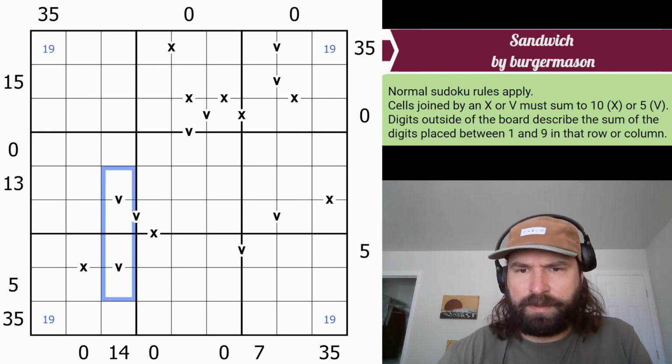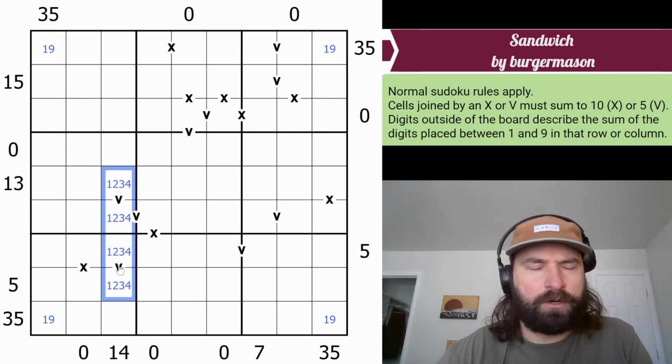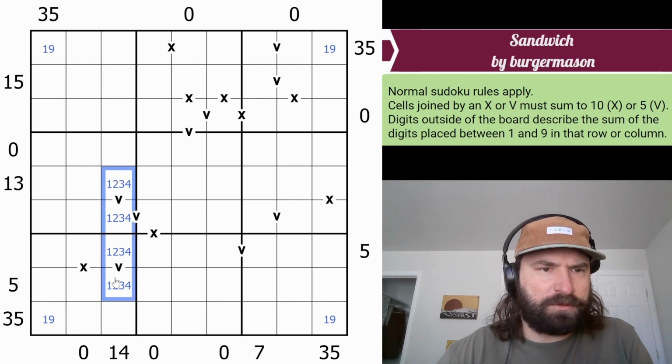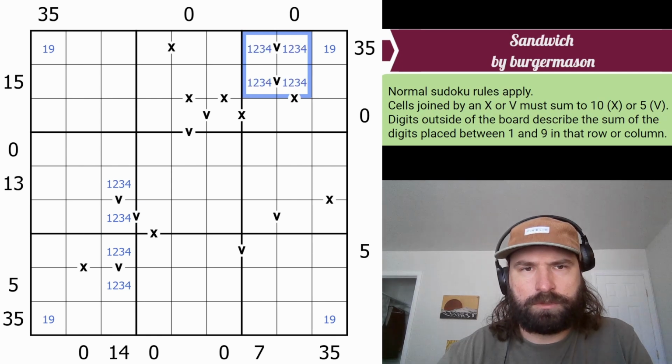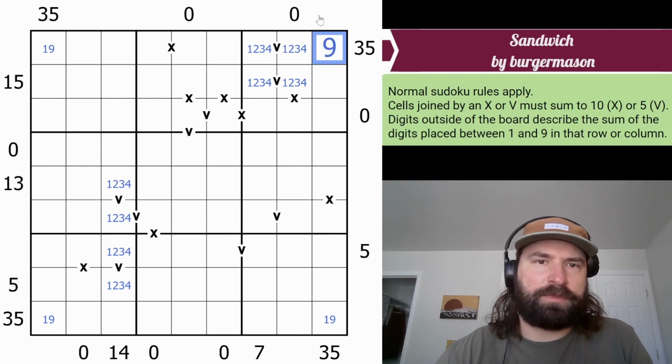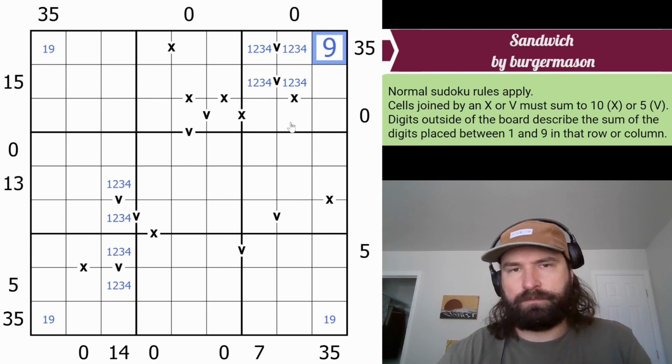All right, so maybe I can use the 1, 2, 3, 4 for sure because that's the only way you make 5 are 1 and 4, 2 and 3. These are 1, 2, 3, 4. Which means this is not a 1, and that's gonna get me going. So this is a 9. So my theory about it going 1 to 9 because of the 35 clue is wrong. So that's just not true.